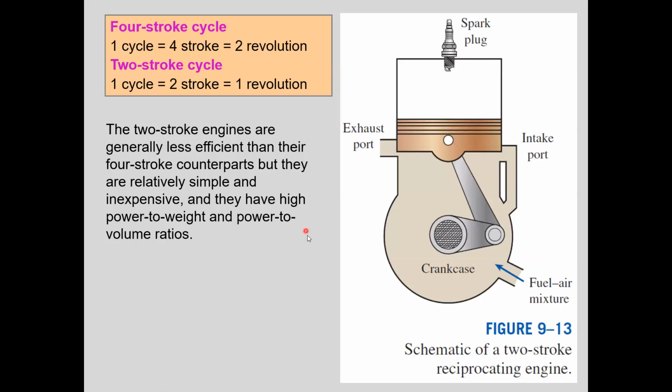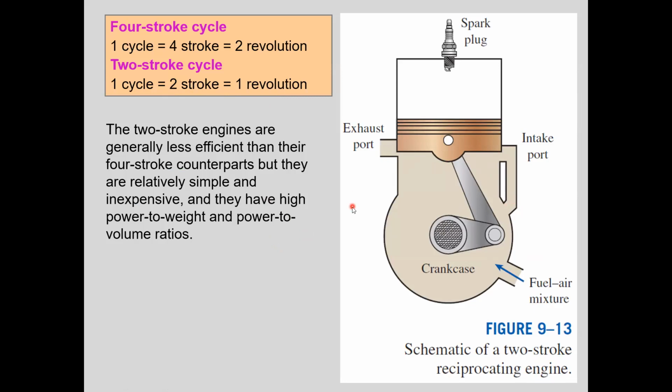Okay, so in the four-stroke cycle, one cycle is four strokes, 2 revolutions, right? In the four-stroke, there are 2 revolutions. There are also two-stroke cycles. In the two-stroke cycles, there is 1 cycle, 2 strokes, and 1 revolution. Okay, four-stroke cycle and the 2-stroke cycle. 2-stroke cycles are used in automobiles, and here is the operation of a 2-stroke cycle.